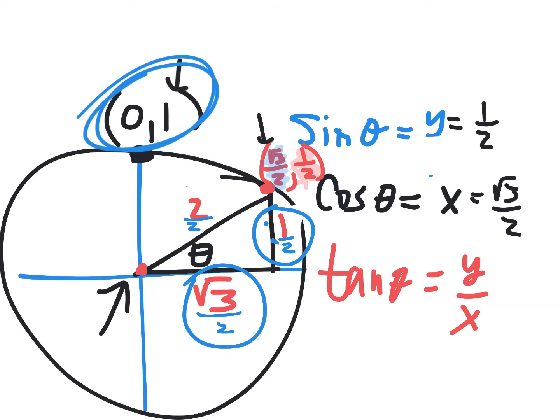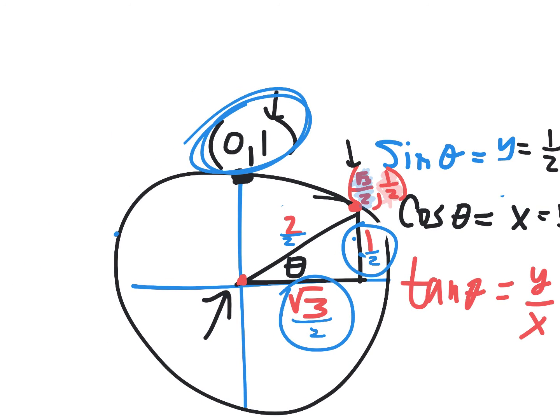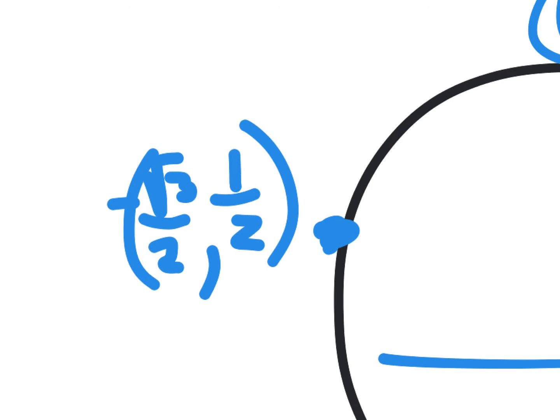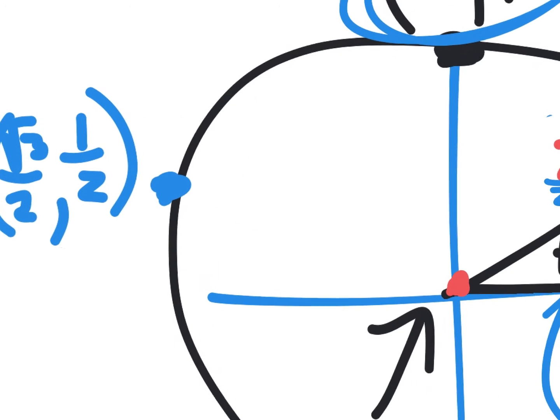Okay. So if I told you another point, like over here, if I just told you that that point over there was negative root 3 over 2 comma 1/2. You didn't know anything else. Then what's the sine of that angle?